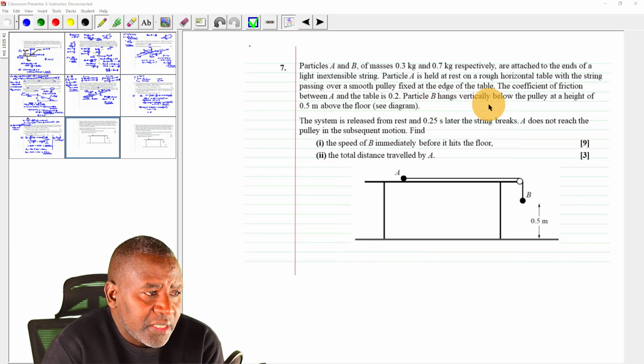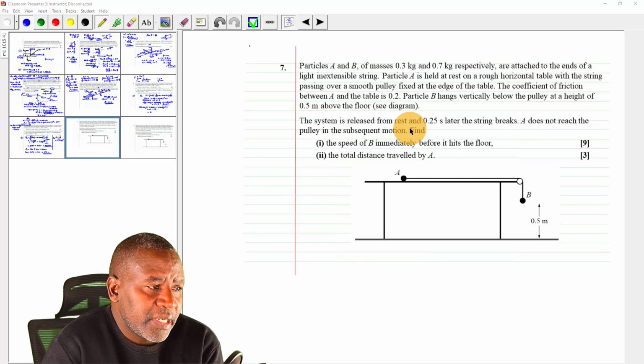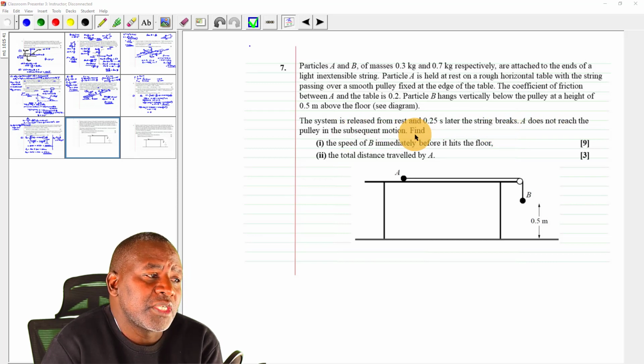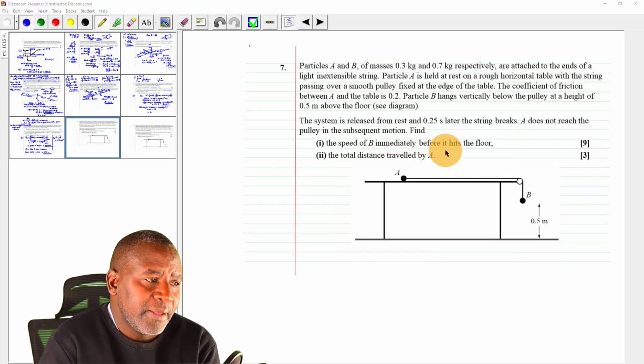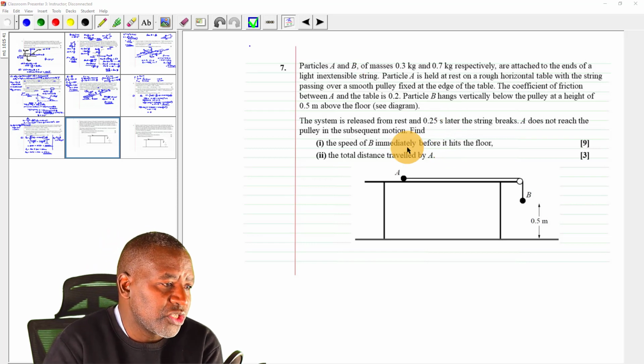Particle B hangs vertically below the pulley at a height of 0.5 meters above the floor. The system is released from rest, so U is 0, and 0.25 seconds later the string breaks. A does not reach the pulley in the subsequent motion. Find the speed of B immediately before it hits the floor. There's plenty of information here.